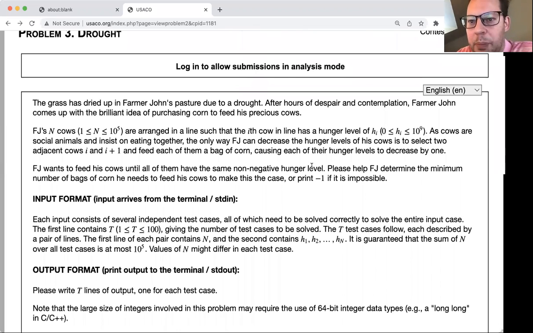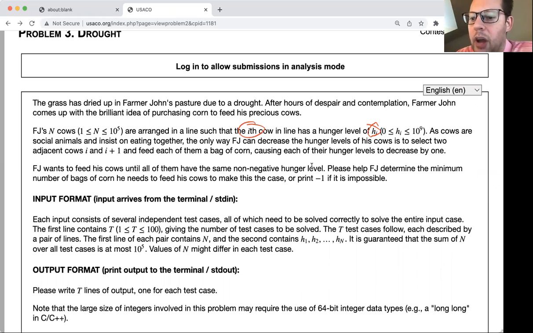The grass has dried up in Farmer John's pasture due to a drought. After hours of despair and contemplation, Farmer John comes up with a brilliant idea of purchasing corn to feed his precious cows. Farmer John's N cows, which is between 1 and 10 to the 5th, so at most 100,000 cows, are arranged in a line such that the ith cow in the line has a hunger level of H_i.